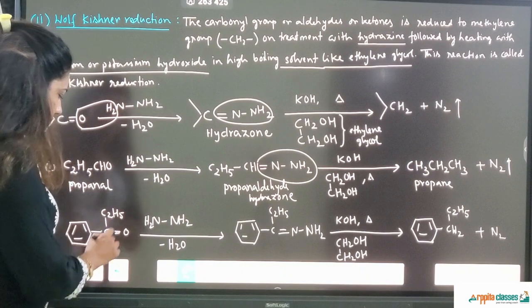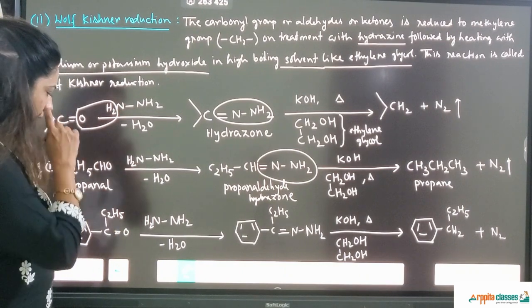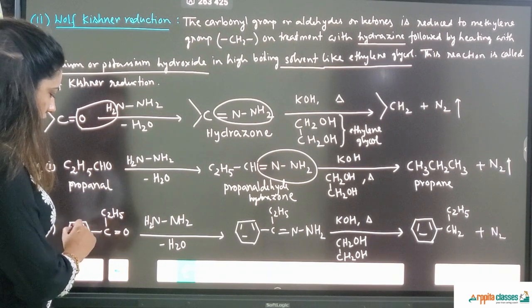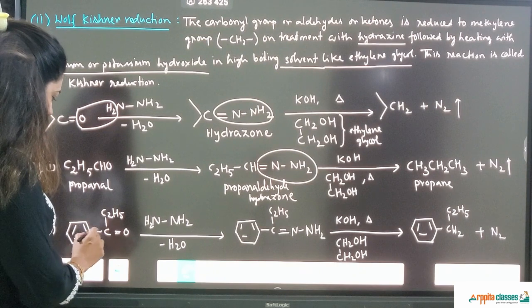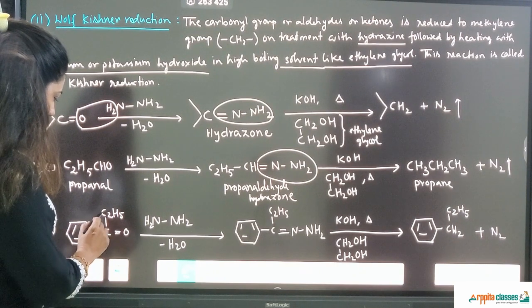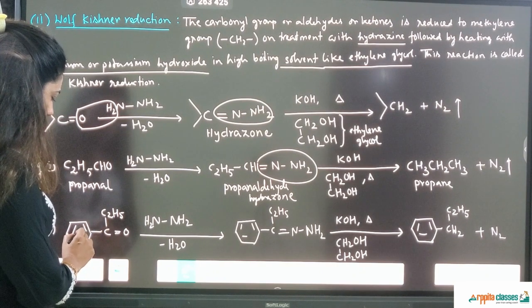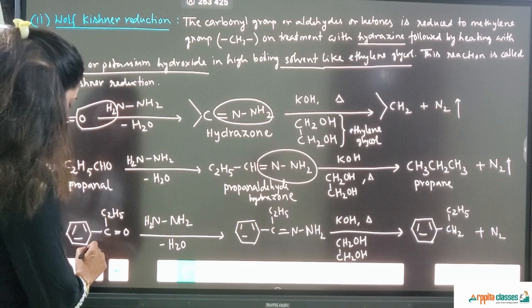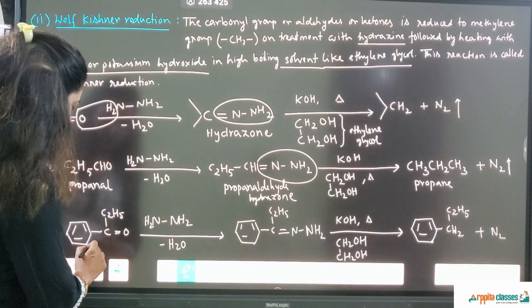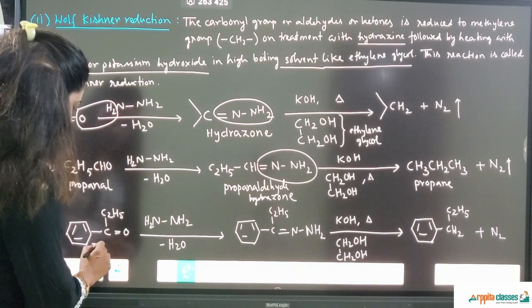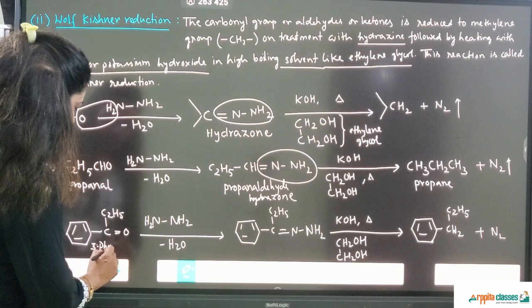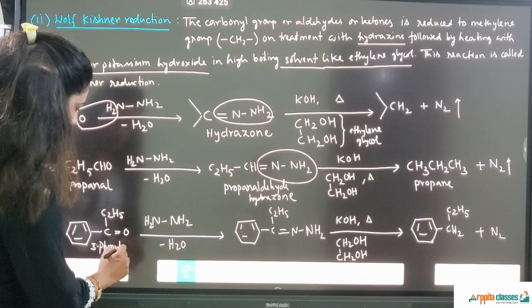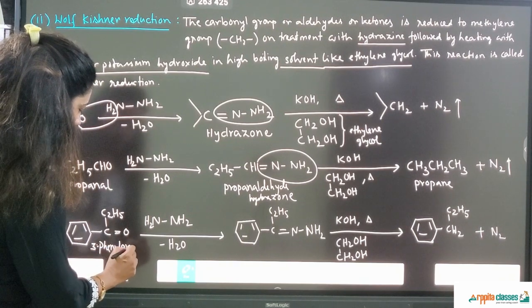Similarly this compound, this is a benzene ring, this is C2H5, this is CO, and this will be called 1, 2, 3, this is 3-phenyl propanone.